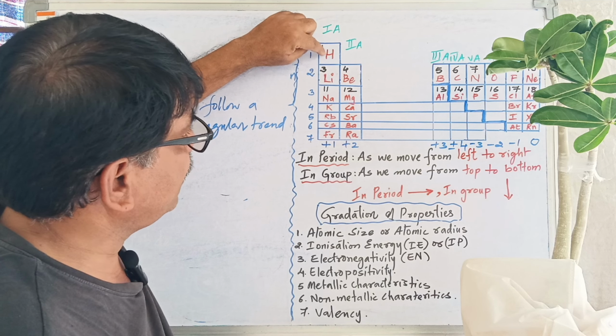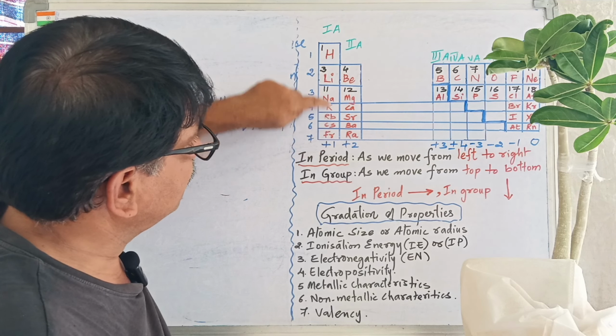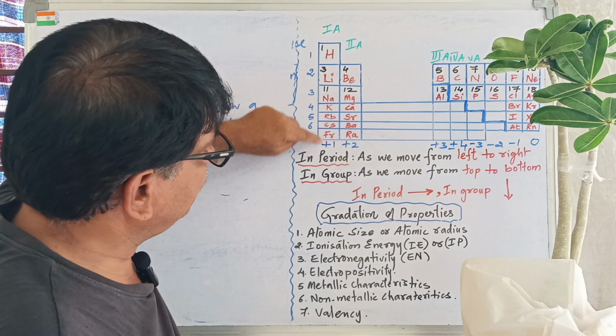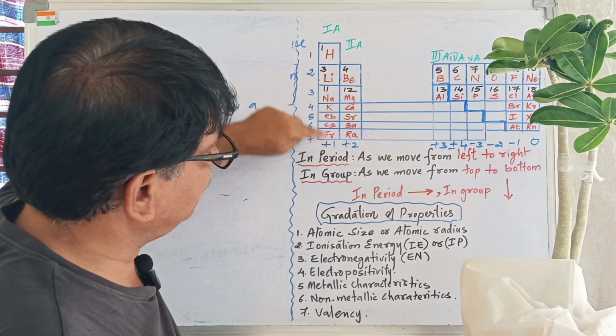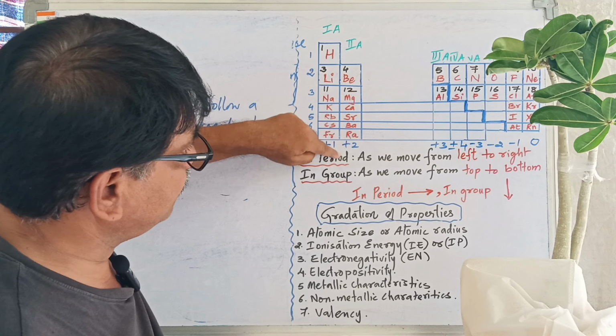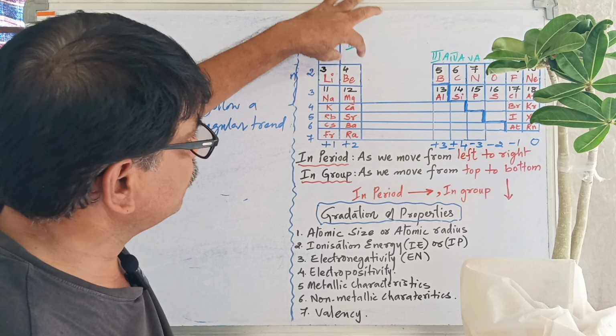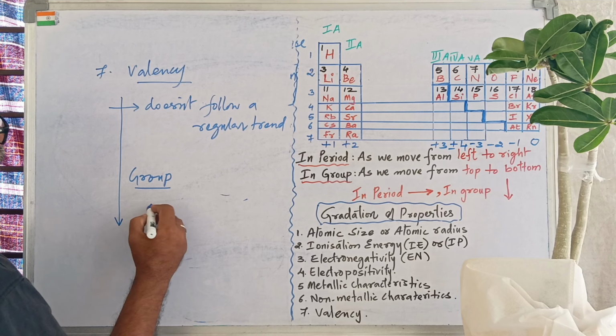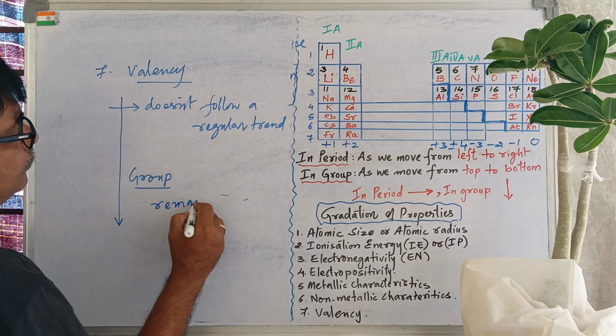So valency for hydrogen is plus 1, lithium plus 1, sodium plus 1, potassium plus 1, rubidium, cesium. So it remains the same. Beryllium plus 2, magnesium plus 2, calcium plus 2, strontium plus 2, like that. So it remains the same. So in group you have to say it remains the same.